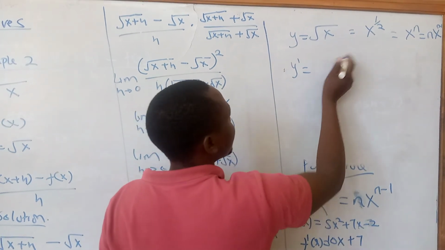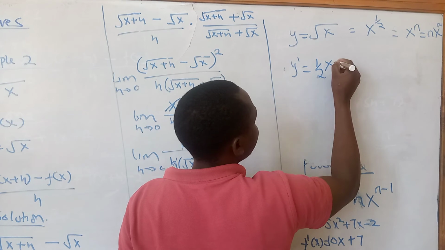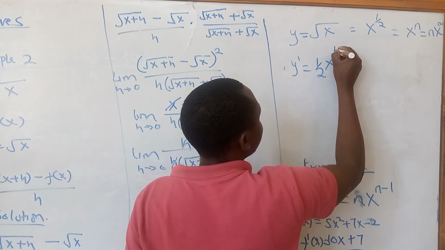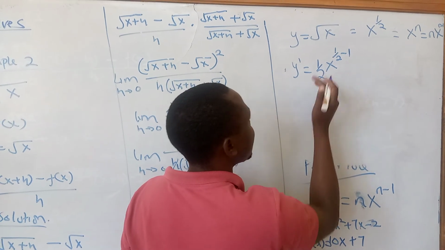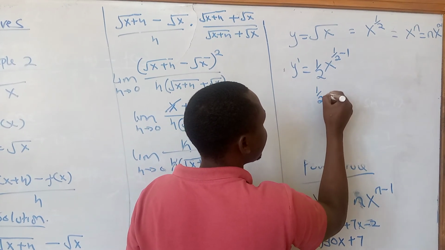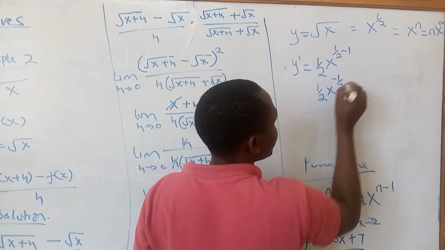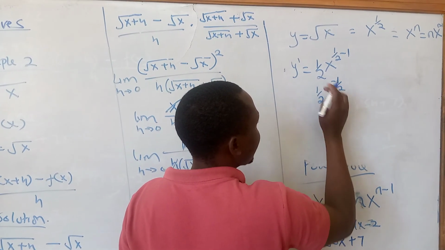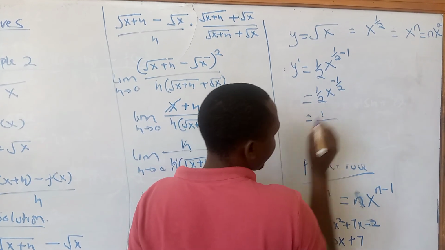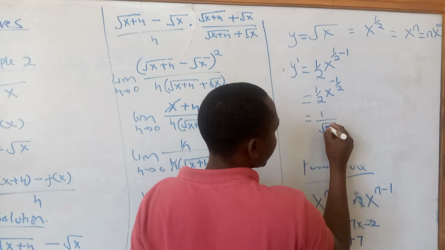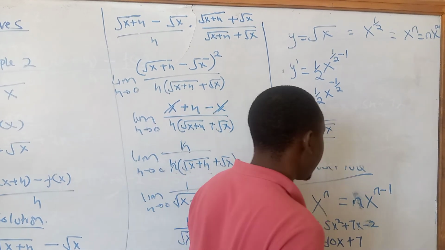This is the same as a half multiplied by x raised to a half minus 1. This is what the power rule says, which is the same as a half x raised to negative 1 over 2. Remember, this one I can write as 1 over root x, but here it is over 2. That is it.